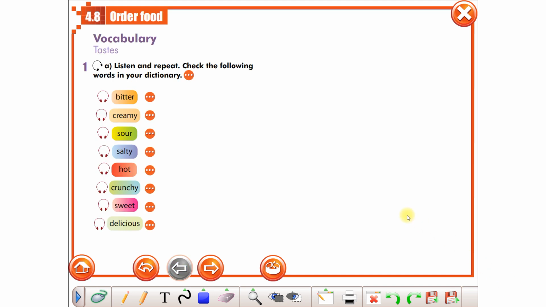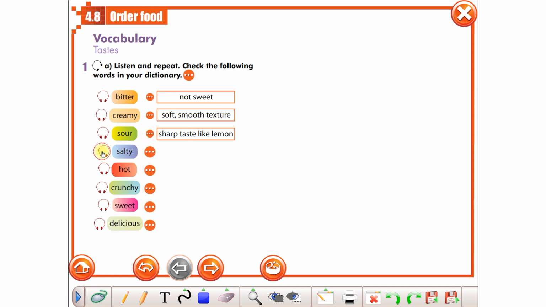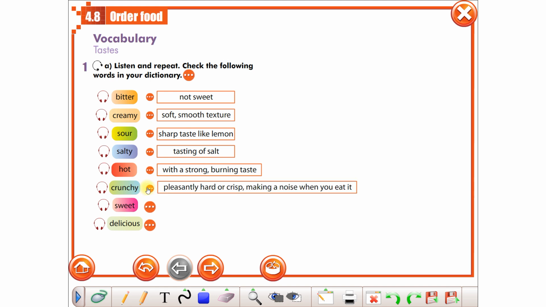And one of the last topics was the vocabulary for the different types of tastes of food. We have bitter, creamy, soft, smooth texture, sour, sharp taste like lemon, salty, tasting of salt, hot, with a strong burning taste, crunchy, pleasantly hard or crisp, making a noise when you eat it, sweet, containing a lot of sugar, delicious, very tasty.